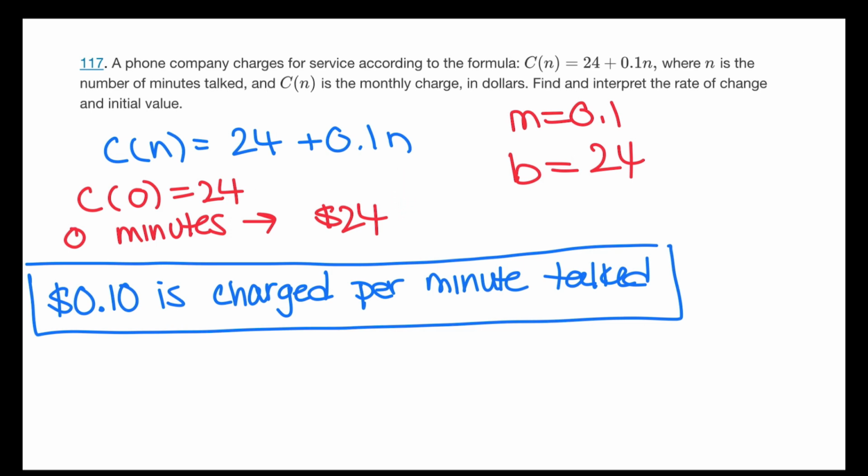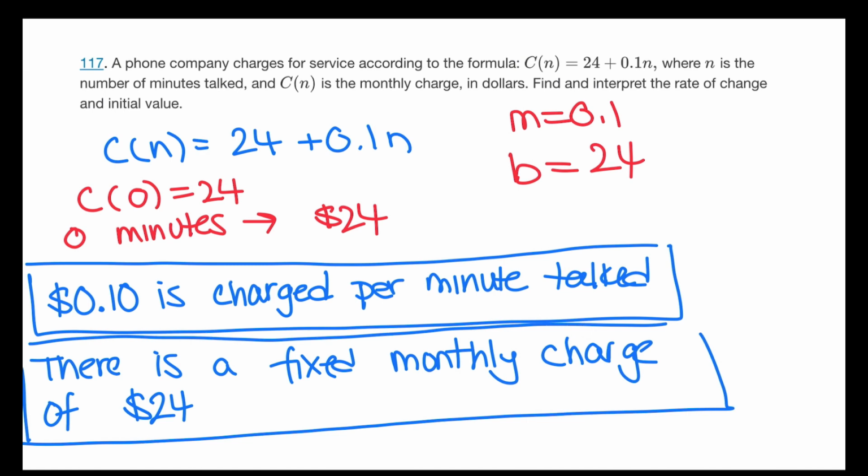In this case, that $24 is an initial cost, or you could call it a fixed monthly charge. So with this particular function, we know that we are always being charged $24. That's our fixed cost. And then on top of that, we are charged 10 cents per minute.